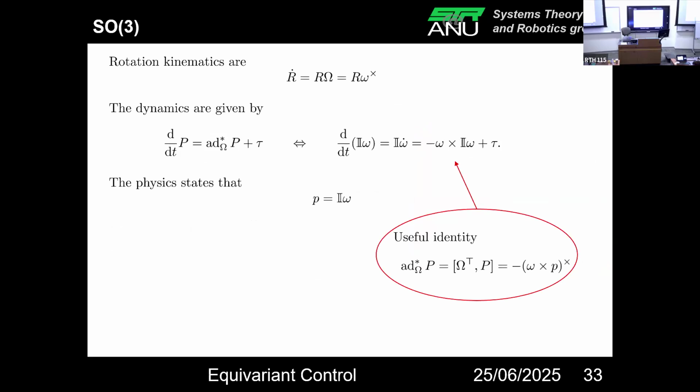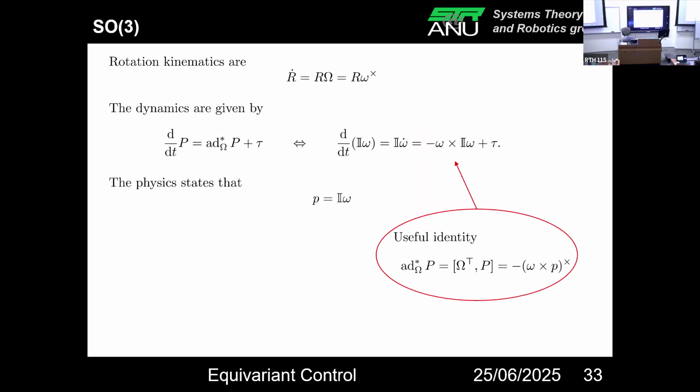And the kinematics and dynamics look like this. The kinematics, I think we saw already in Jake's talk. This is the dynamic equation that was there. So the star adjoint in the velocity direction acting on the momentum.